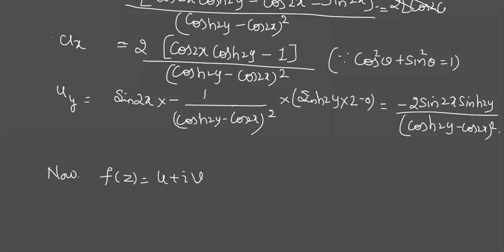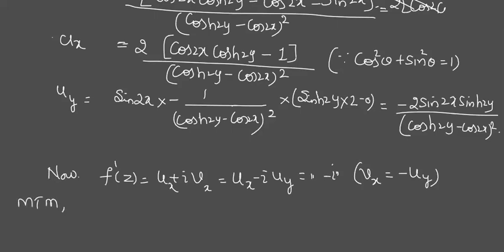The expression to be used is f dash. It becomes ux plus ivx. Vx we don't know. But what is the value of Vx? Minus Uy. This is Ux minus iUy. Again, you know how to substitute. I suggest you do that substitution. I'll go for the Milne-Thomson method.